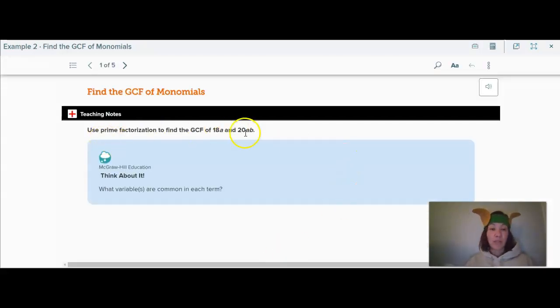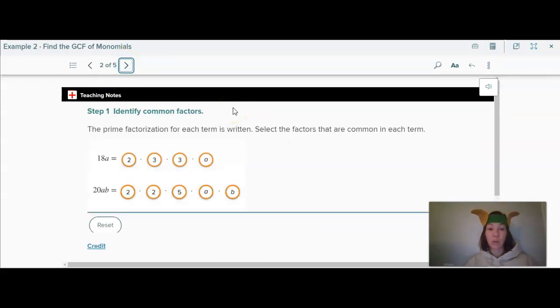All right, another way we can find GCF is by prime factorization. So in the last example, we listed all the factors and found the ones in common, but you can also prime factorize both of these numbers. So prime factorization is basically all the factors of 18 that are prime. So we can't simplify it any further. So 2 times 3 times 3 times a is the prime factorization.